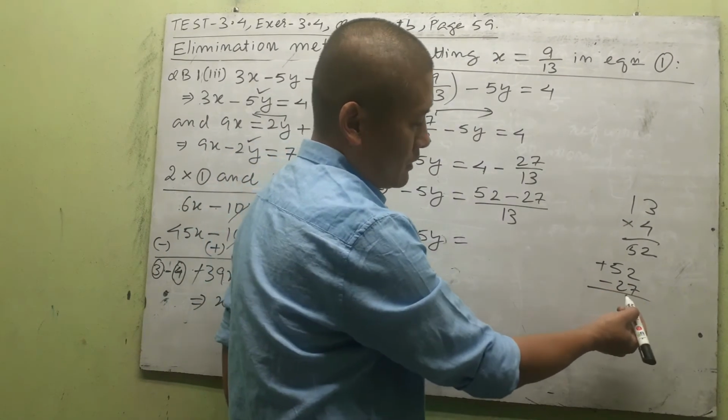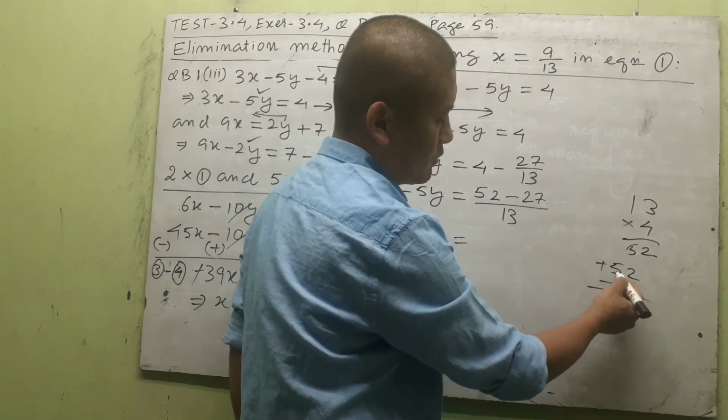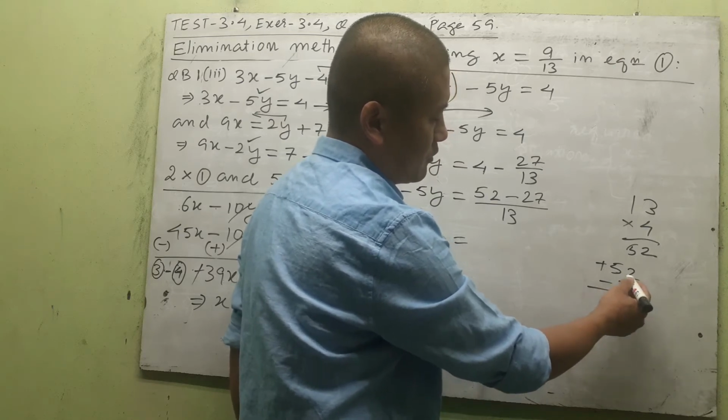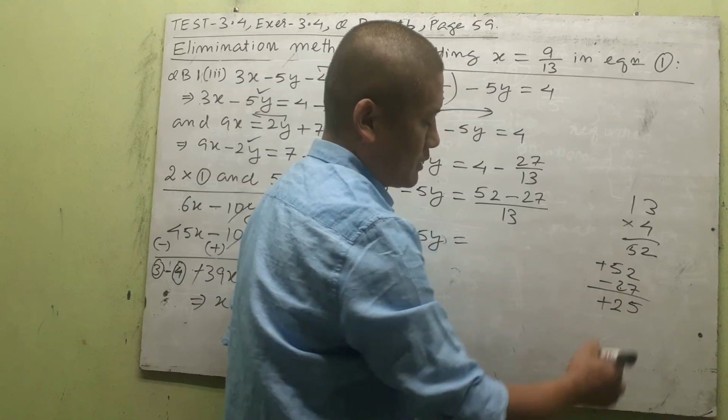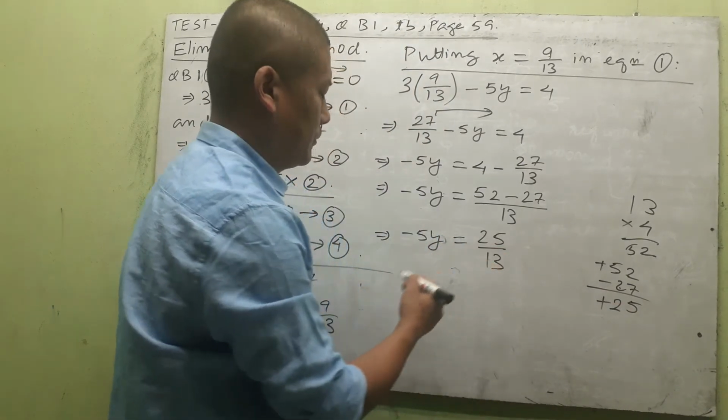So 12 minus 7 is 5. 1 is taken here to make 12 here, so 4 only left. 4 minus 2 is 2. Bigger number absolute is 52, so sign is plus here, also plus. So 25 divided by 13.